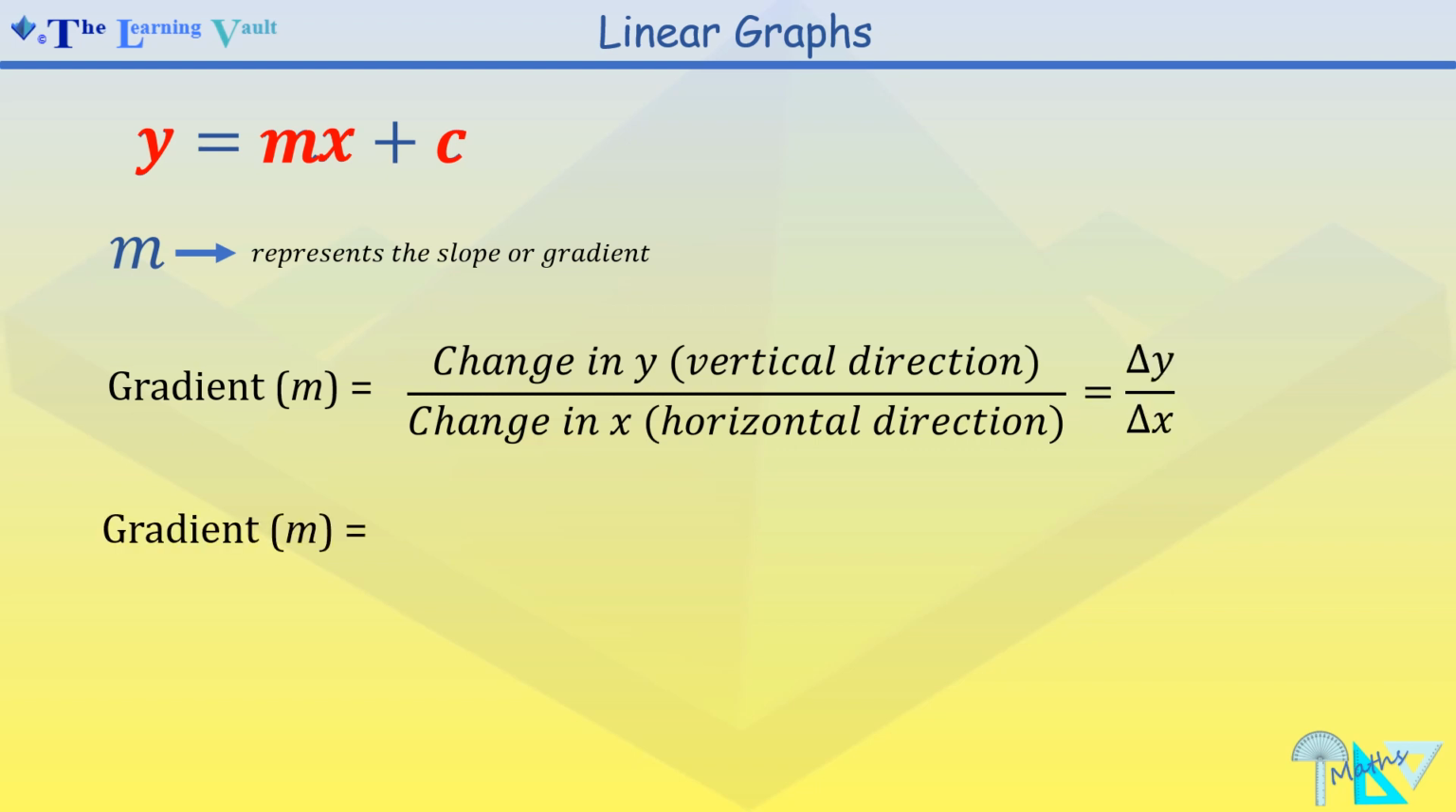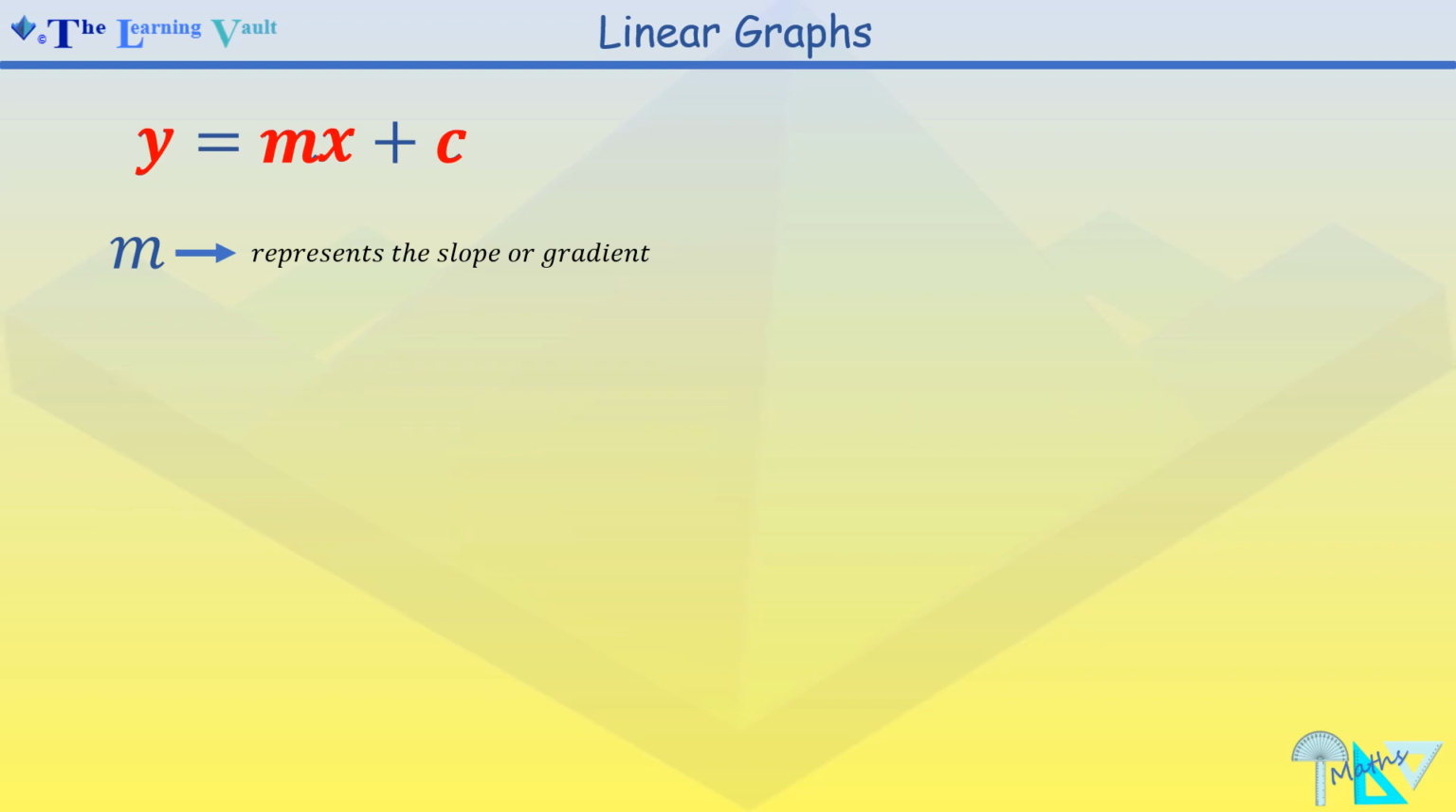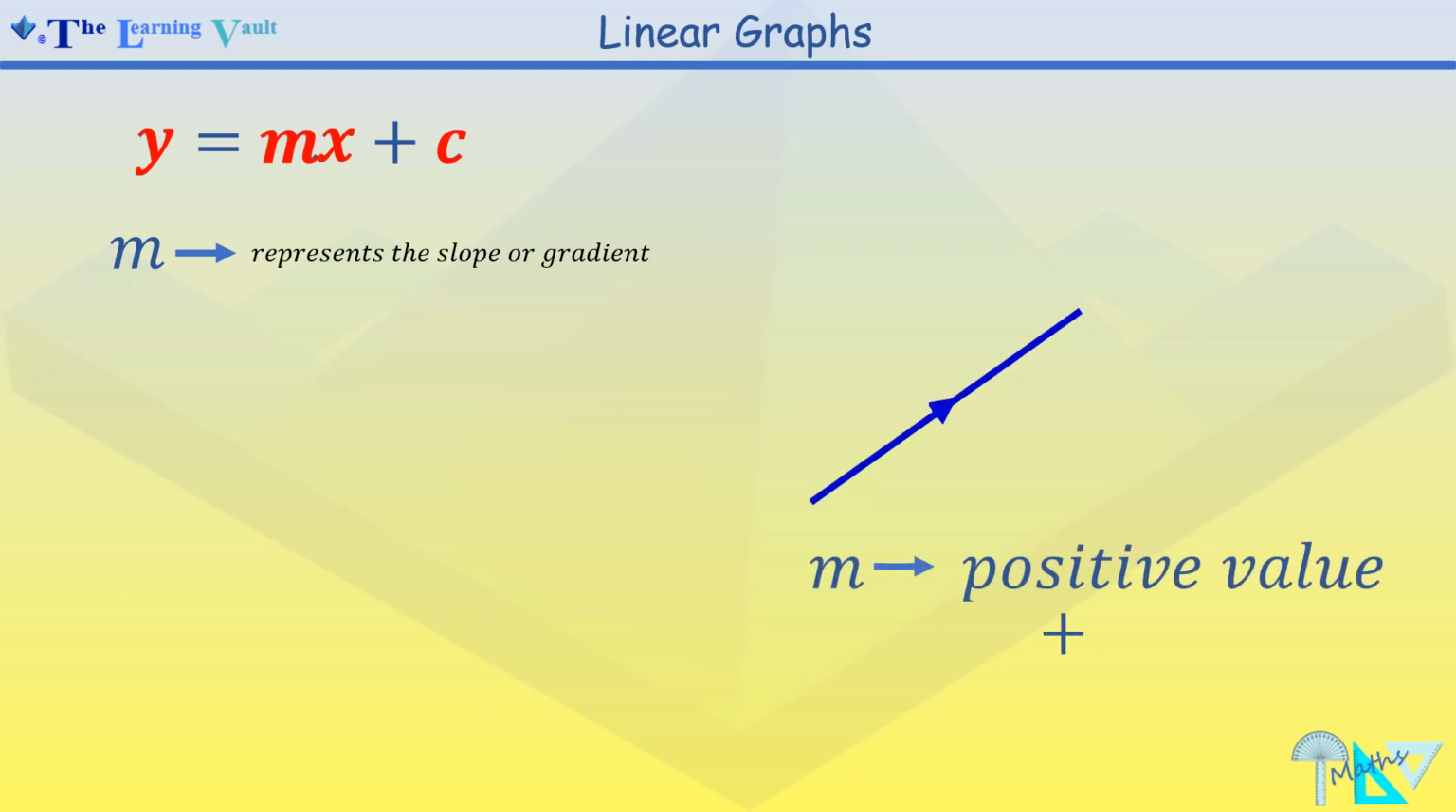Simply, it can be referred to as the rise over the run. Or in terms of coordinates, we use it as y2 minus y1 all over x2 minus x1. The direction of the line always helps us identify when the gradient is positive and when it is negative.